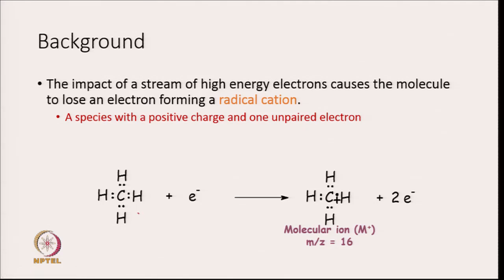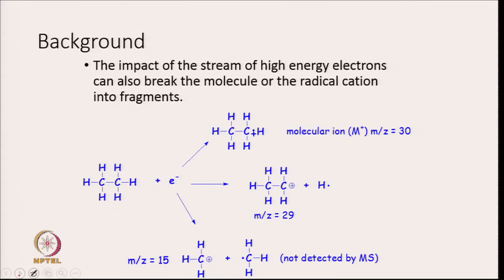So, here is an example of a CH4 molecule getting bombarded with electrons. This electron takes out one more electron and generates a radical cation whose molecular weight is 16, or m by z ratio is 16, and you get a peak at 16 corresponding to this radical cation.